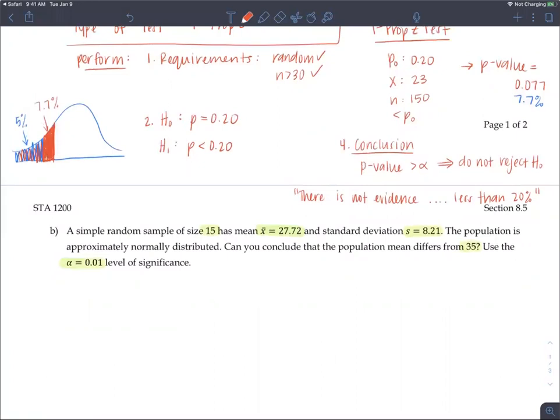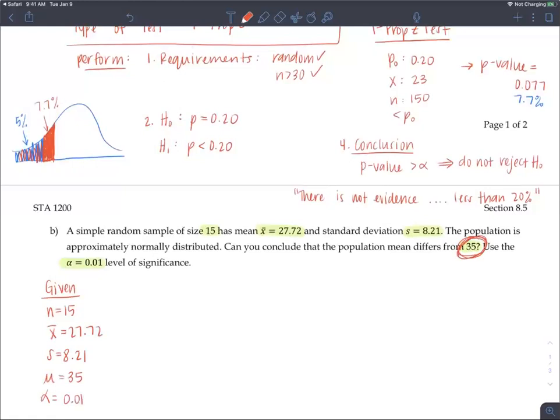So here, let's just take note of all the variables that I'm given. I'm given n equals 15, x bar equals 27.72, s is equal to 8.21. And then what variable is this 35? What symbol does it get? Mu. Yeah, it's going to be mu. So mu equals 35 and then alpha equals 0.01.